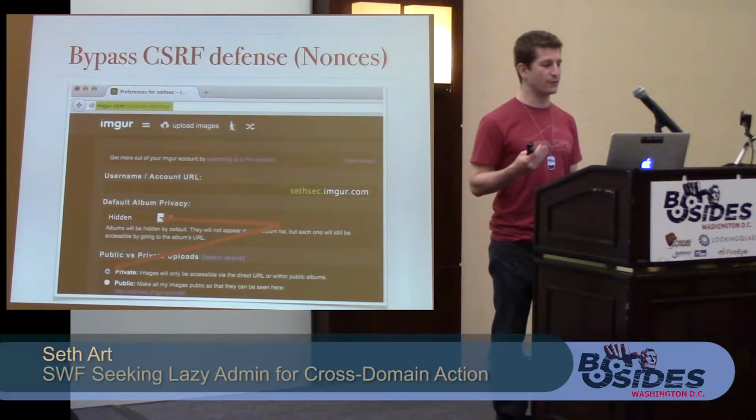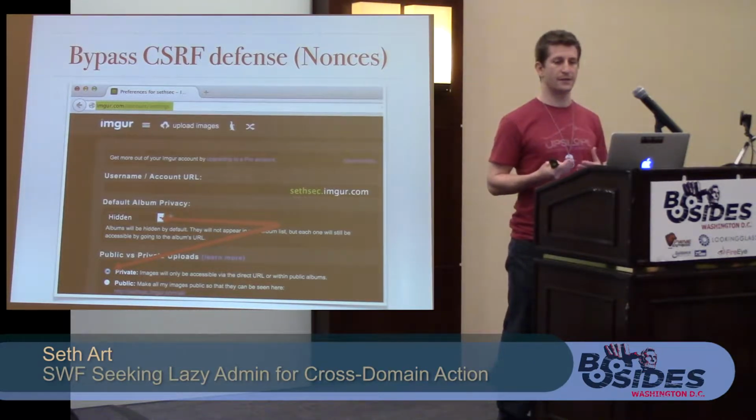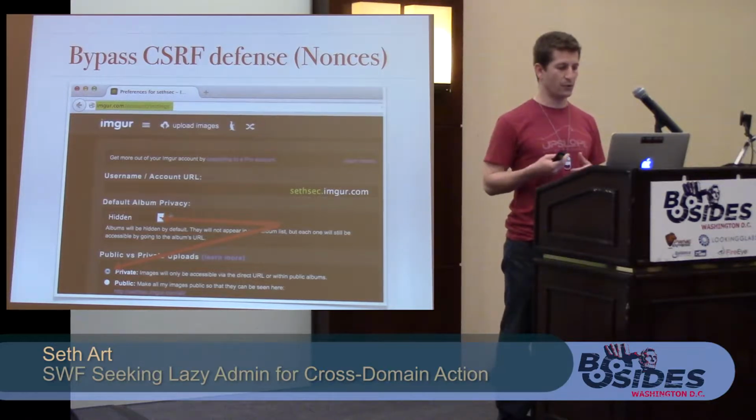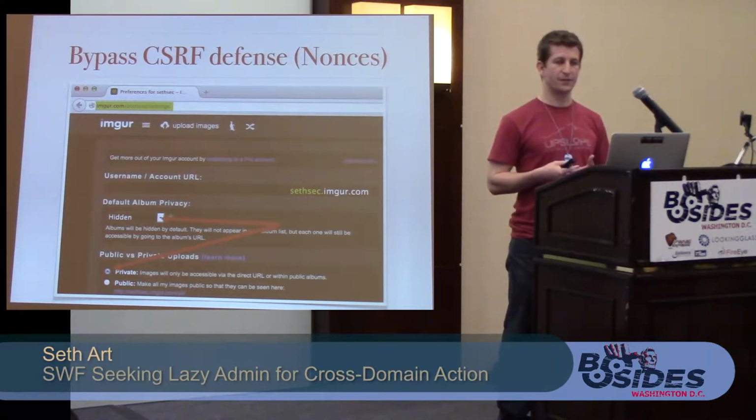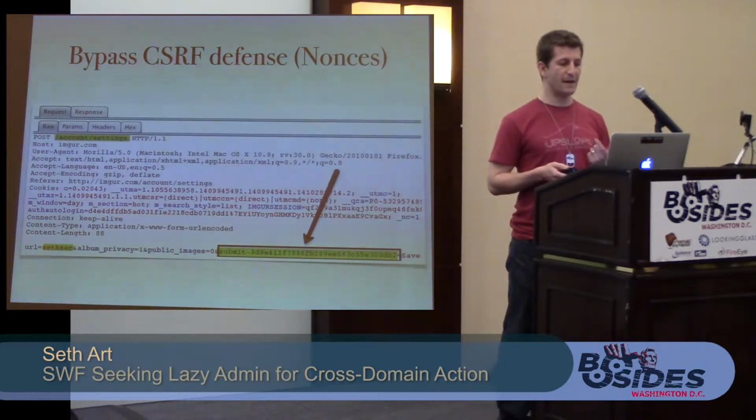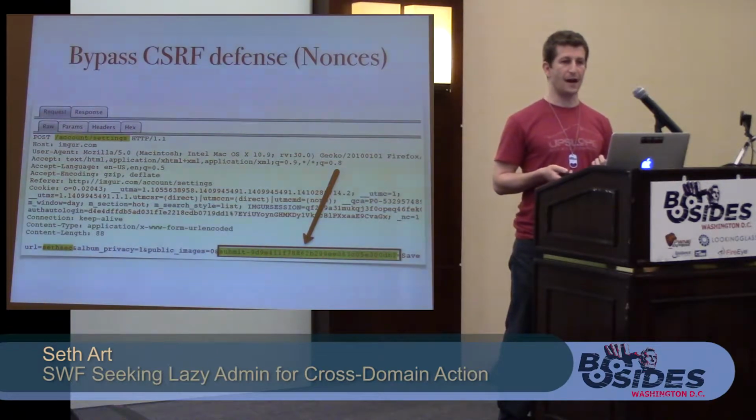To show you an example of that, Imager has the ability to have public pictures and private pictures. In this example, the user has all of their album settings set to private. What we're going to do is bypass the CSRF defense and make the victim change their album privacy settings to public. If the victim makes the request themselves to make the privacy settings public, this is that request, and as you can see, highlighted in yellow with the arrow, that's the nonce. That's the unique token that the attacker normally has no way of knowing.